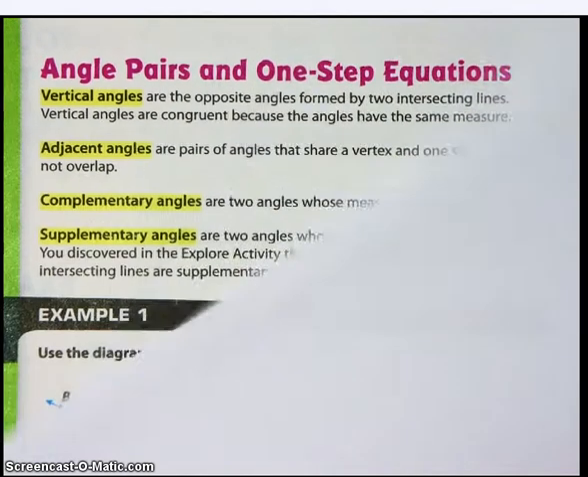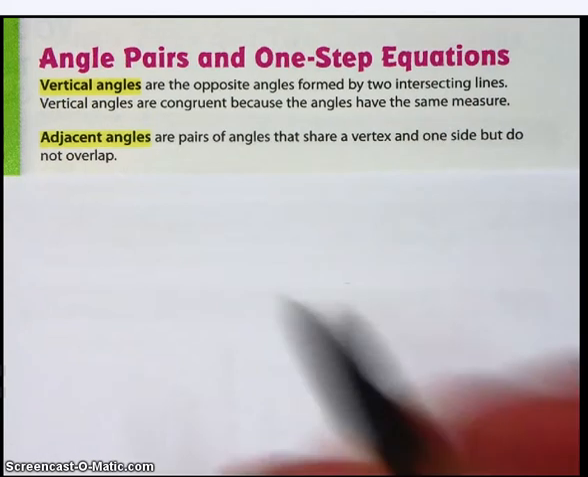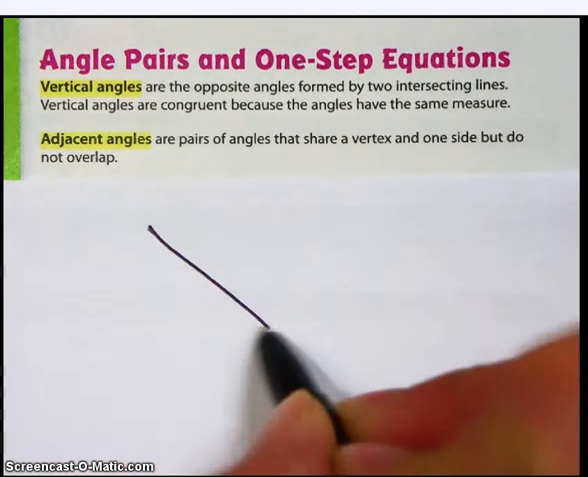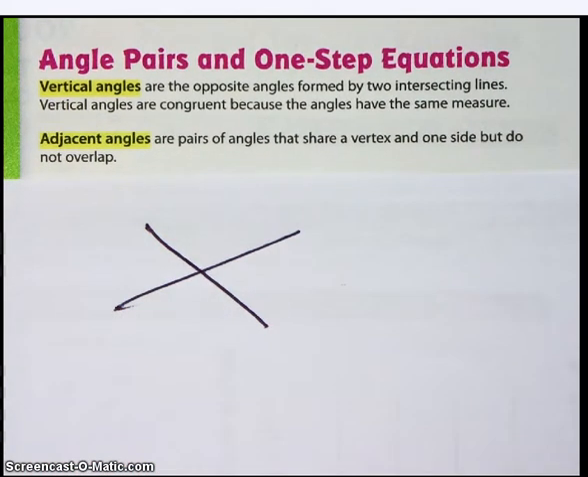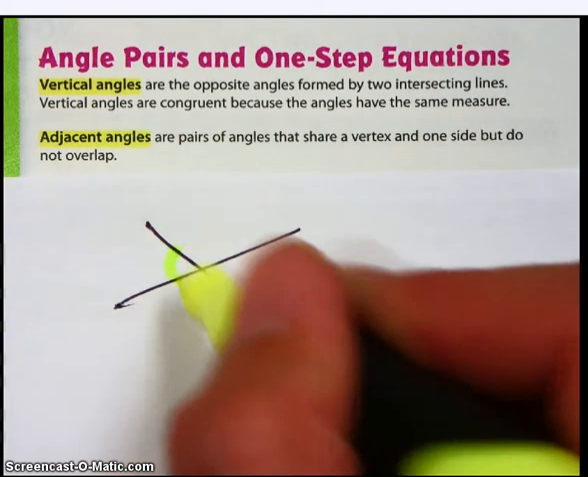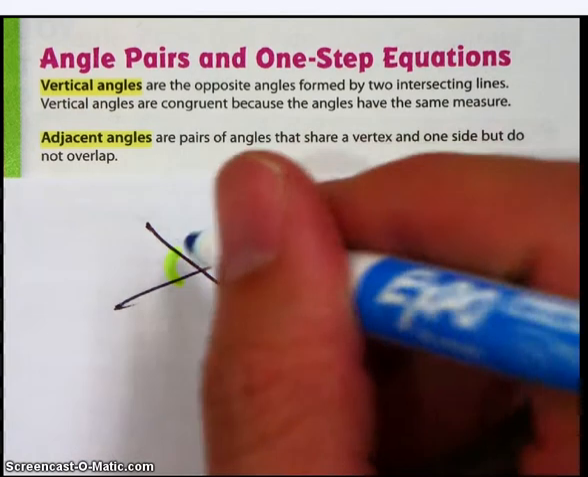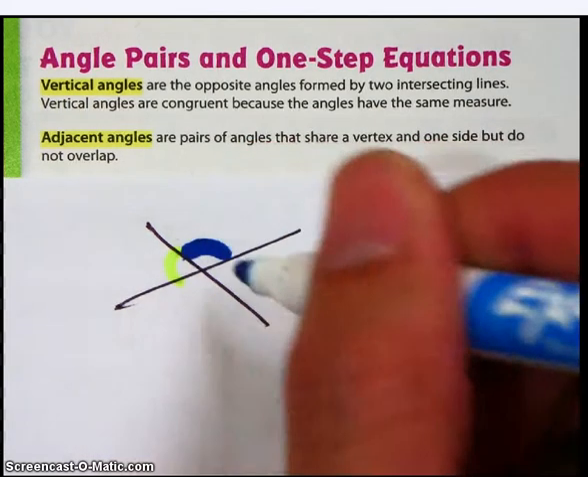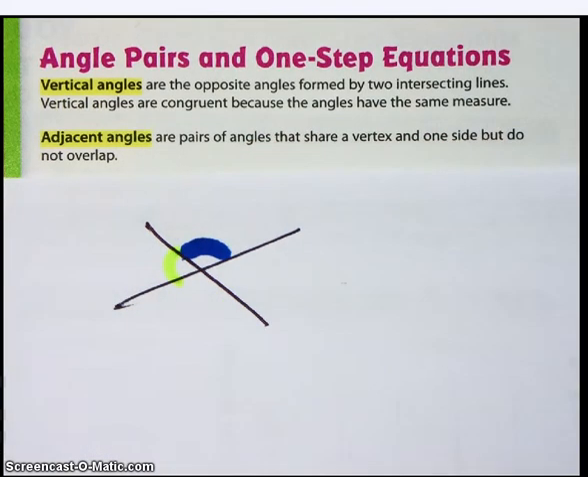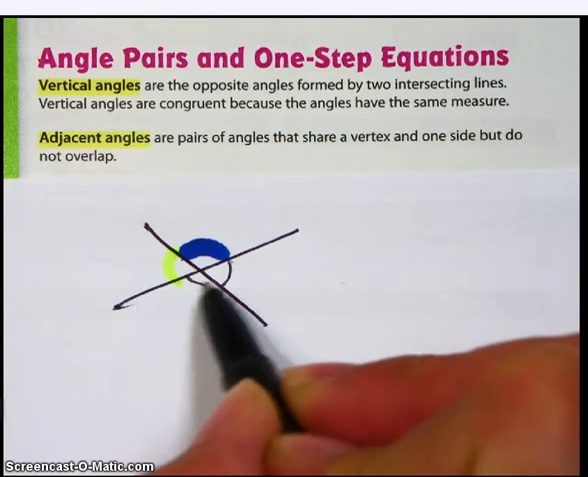Okay, second part is called adjacent angles. Adjacent angles are pairs of angles where they have the same vertex. So let's say this design again, they have the same vertex, meaning that little point where they come to is the same, and they share one side. So let's say this yellow angle and this blue angle are considered adjacent angles. Another angle that's going to be adjacent is this one and let's say that one.